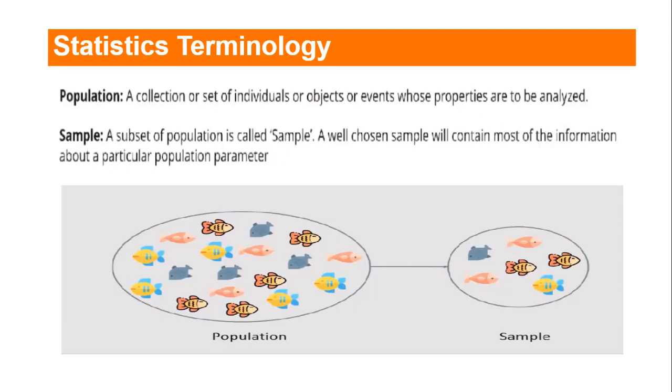So without experimenting on the whole population, what can we do? We can simply collect a sample and then try to make an inference about the population. So don't get confused, guys. These are some basic examples.